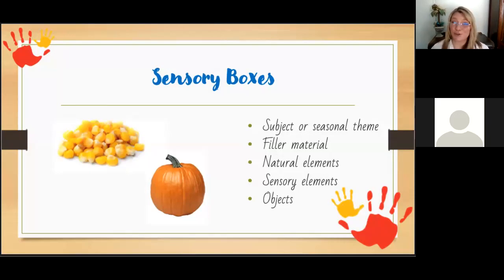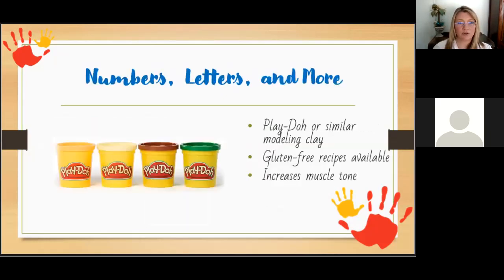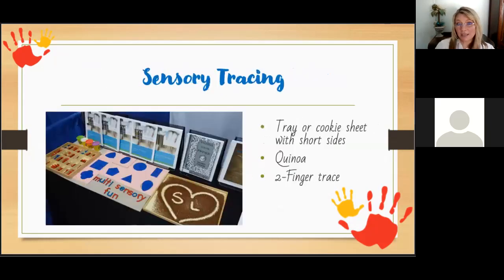Grains such as rice or quinoa, you want some sort of filler material in there. You can, by the way, also dye your filler material to go with your seasonal theme, or purchase a material that's just naturally in that color. So, by the way, in the tracing tray that we looked at, you'll see that the quinoa that we're using is red.